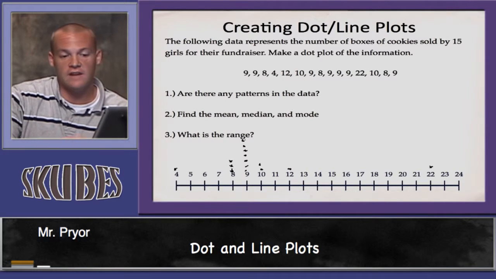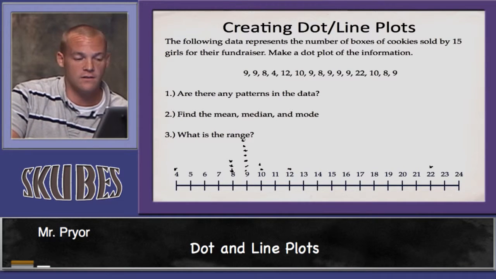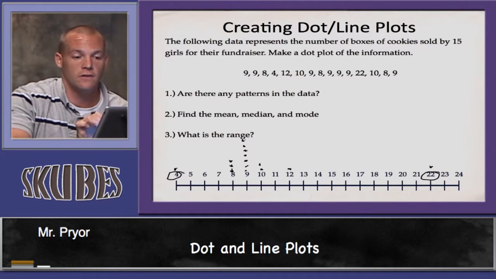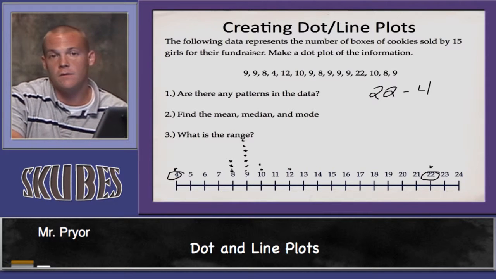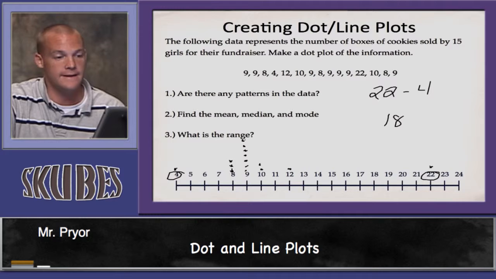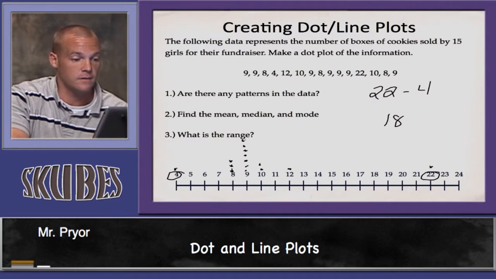So to find range, again, if you're not familiar, I'll point it out to you. It's going to be taking your largest value, which is 22, and subtracting your lowest value. So we're going to do 22 minus 4. All right, and when we do that, we get 18. So the range in this case is going to be 18. So that's how you can find some information from a dot plot.